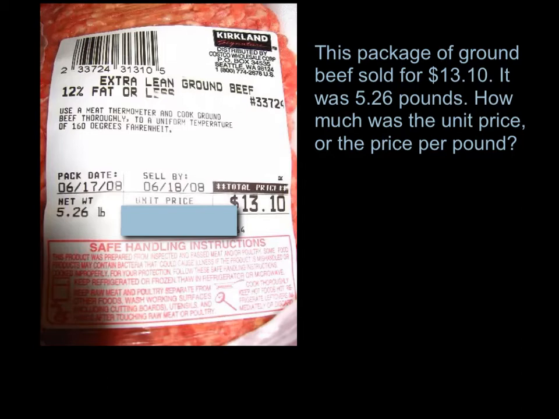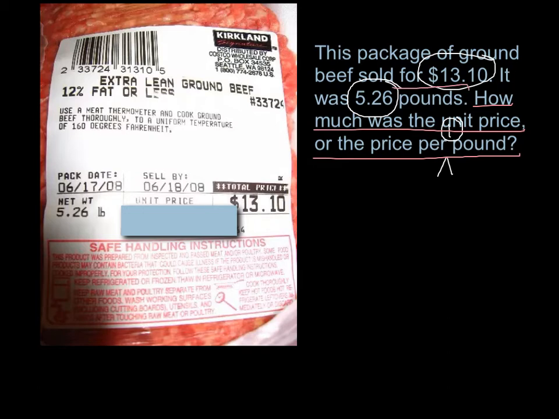So if we're using CUBES on a problem like this, we would say, okay, we're going to circle the key numbers. So $13.10 is a key number. 5.26 pounds is a key number. And then when it says unit price or per pound, we can infer that that's 1. We're talking about 1 pound. We would underline the question, how much was the unit price or the price per pound? We would box the clues. And so this is important that this is talking about the pounds and then this is talking about the money. And then we would evaluate.